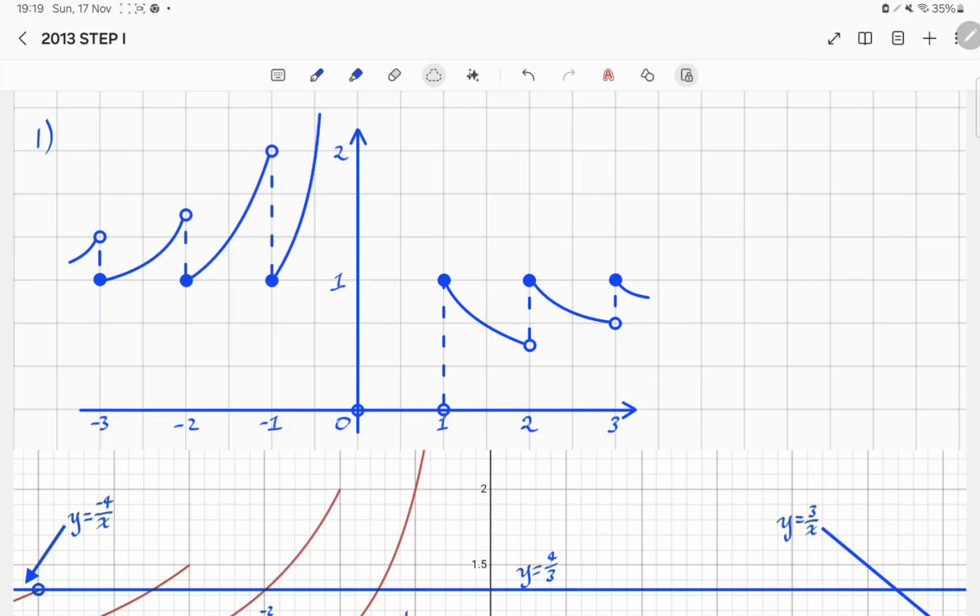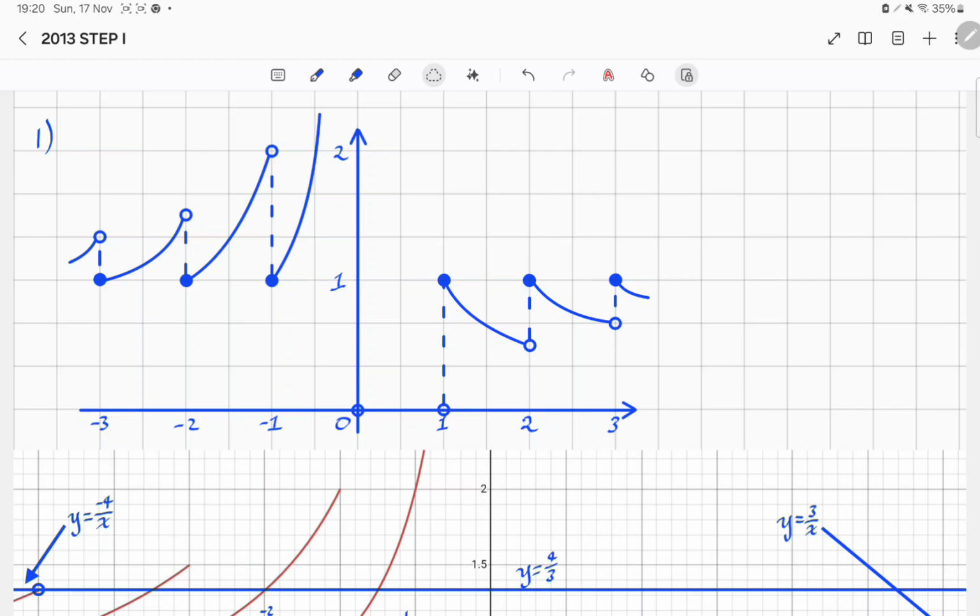Now, if we look at the negative side, we'll see that between 0 and negative 1, the floor of x will always be negative 1. Therefore, we have negative 1 over x. Similarly, we'll also have negative 2 over x between negative 1 and negative 2, and also negative 3 over x between negative 2 and negative 3.